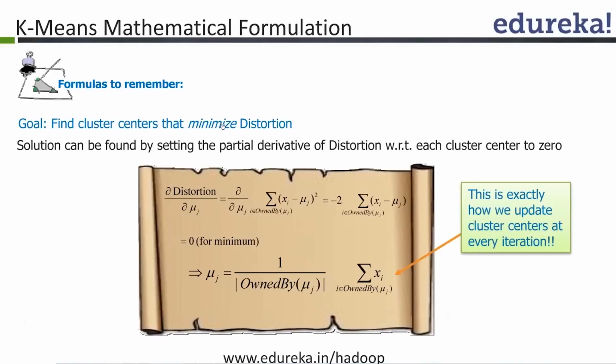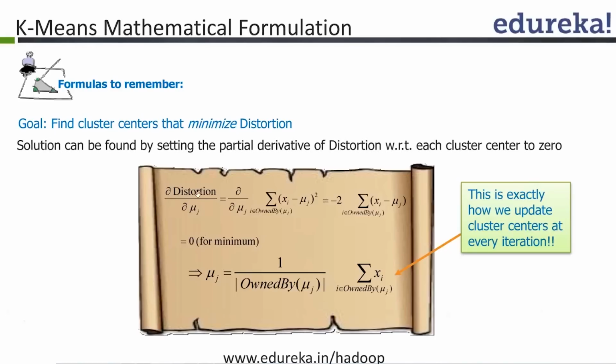Now, again, from our high school, many of us have probably forgotten it: if you have an objective function and you want to minimize or maximize it, the solution can be found by taking the derivative and setting the derivative to 0. So the solution can be found by setting the partial derivative of distortion with respect to each cluster center to 0. You take the derivative and equate it to 0, and that's the solution at which you get the minimum or maximum of the objective function.